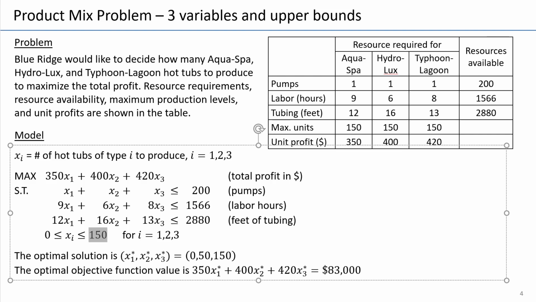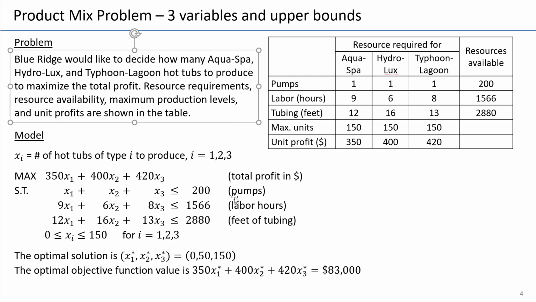So if you solve this problem in Excel or in Gurobi, for example, through the Python interface, then you get an optimal solution, x1, x2, x3. The stars indicate optimal values of decision variables: 0, 50, and 150. What I want you to notice first is that the first variable is actually equal to the lowest possible value, the lower bound. The second variable is somewhere in between. And the third variable is 150, which is on the upper bound. And then the optimal objective function value, if you plug these values into this objective, we get $83,000 of profit.